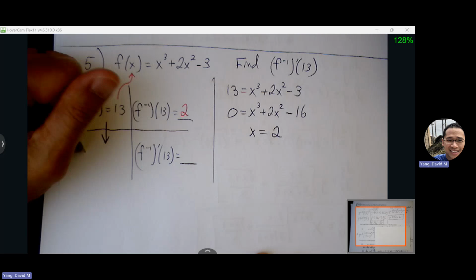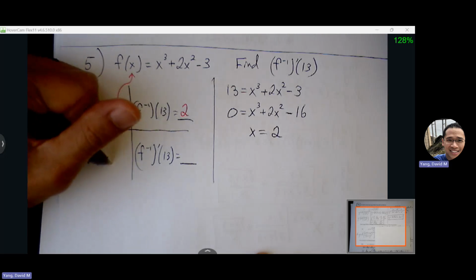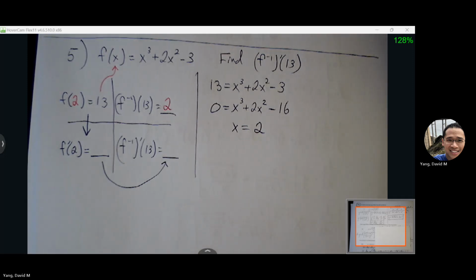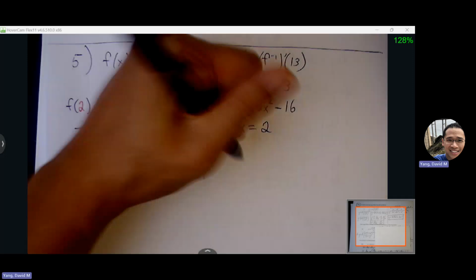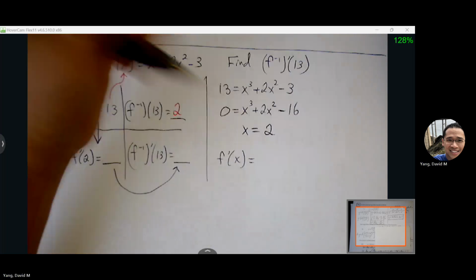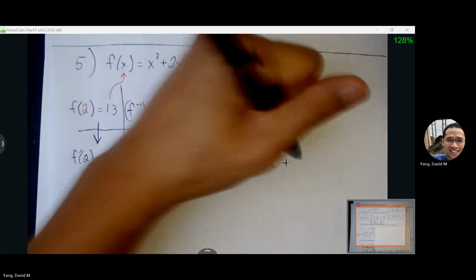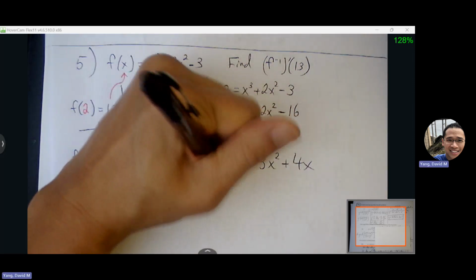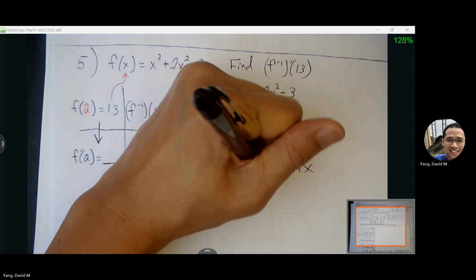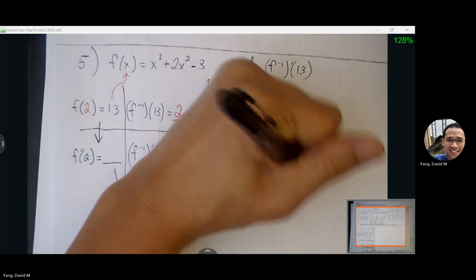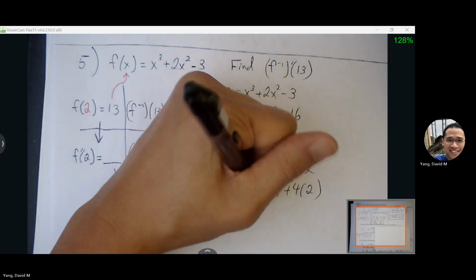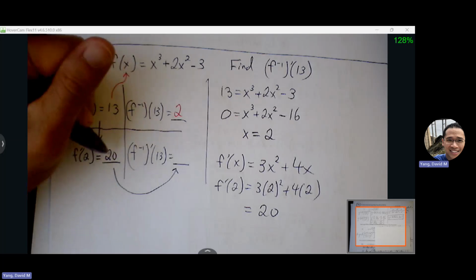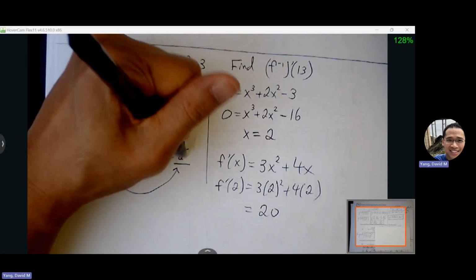So f prime of 2 will lead me to a number that will help me get to my answer. So find f prime of x first. And find f prime of 2. My slope is 20, which must mean the derivative of the inverse at the corresponding point will be the reciprocal, 1/20.